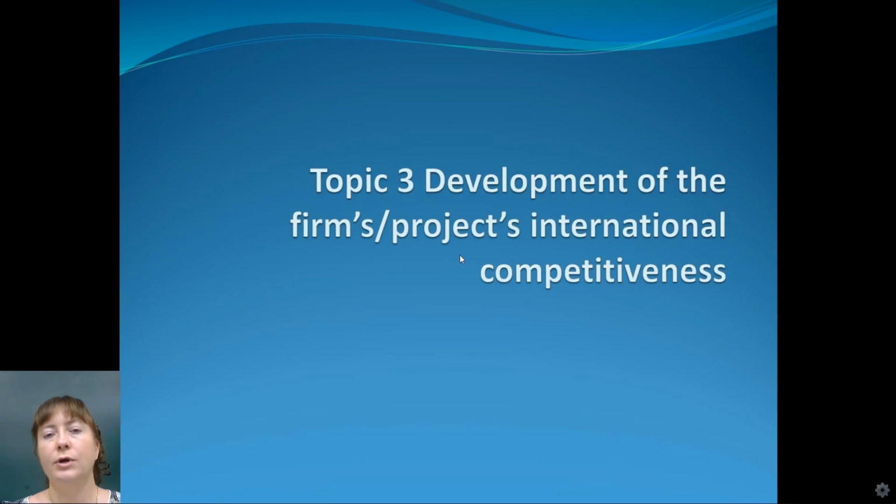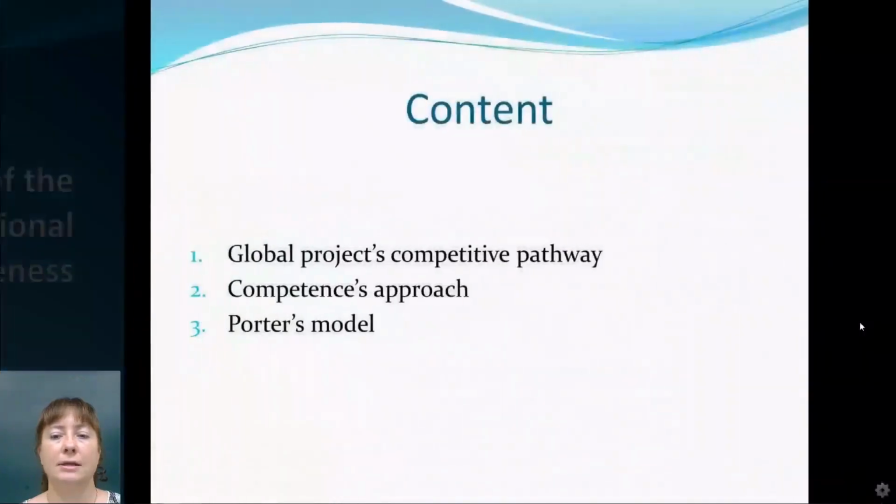Actually, last time we discussed the strategy planning process. That's why today I'm going to show you the results of this competitive strategy. So what kind of competitiveness we may achieve. And actually the other task which we have to follow today, how we may develop this competitiveness. So that's why the title of this topic is Development of the Companies or Projects International Competitiveness.